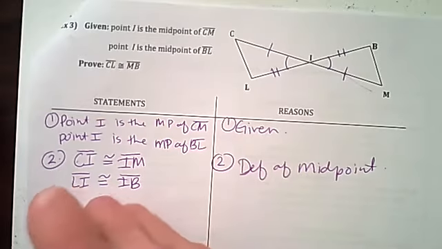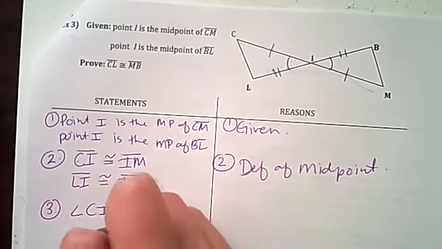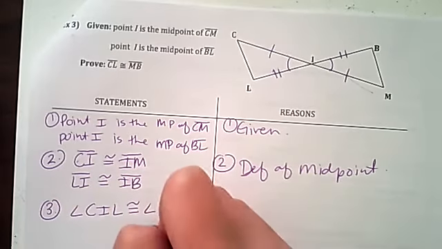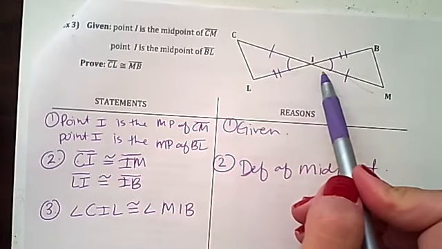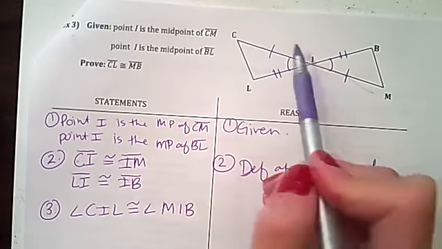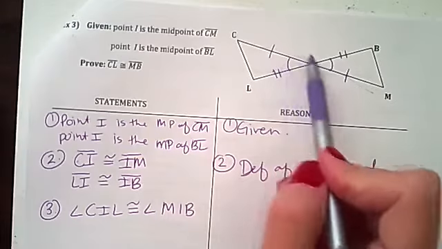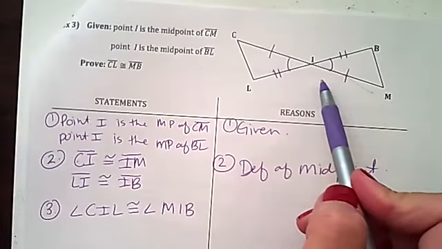So this would be angle CIL is congruent to angle MIB. Remember, you have to use 3 letters. You can't say angle I is congruent to angle I reflexive. That's not how this works. There is no angle I here because there's way too many angles with I as their vertex.